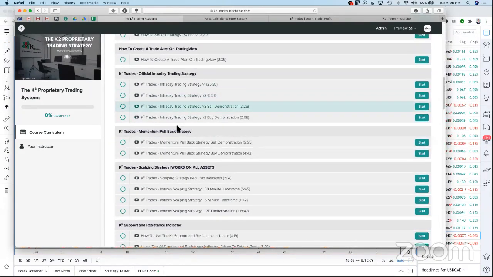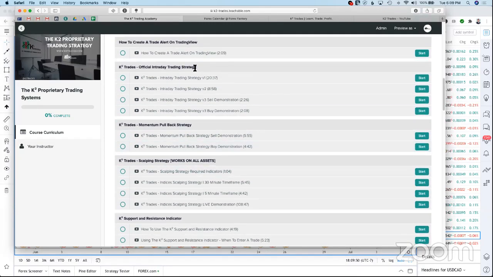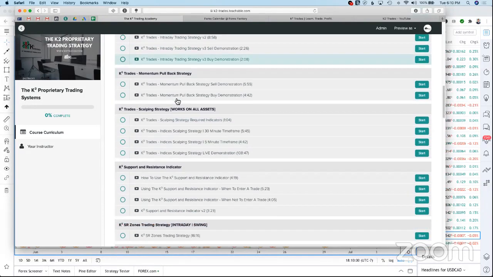We have the intraday strategy and the momentum pullback strategy. These both work on all time frames. You can use them for scalping. I also have scalping strategies right here as well, so if you want to scalp, it's here too. But you can also apply these on scalping or swing trading as well.